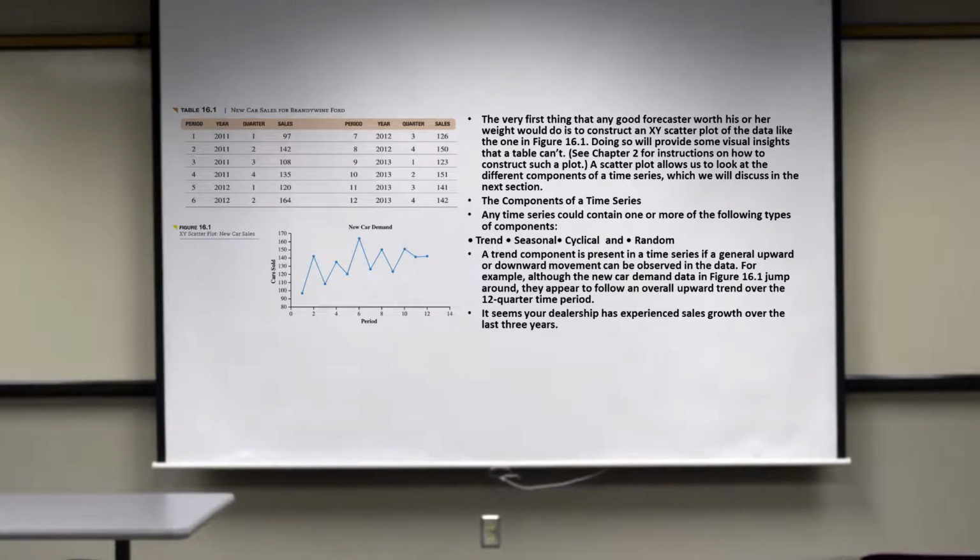The components of a time series. Any time series could contain one or more of the following types of components: trend, seasonal, cyclical, and random. A trend component is present in a time series if a general upward or downward movement can be observed in the data. For example, although the new car demand data in Figure 16.1 jump around, they appear to follow an overall upward trend over the 12-quarter time period. It seems your dealership has experienced sales growth over the last 3 years.